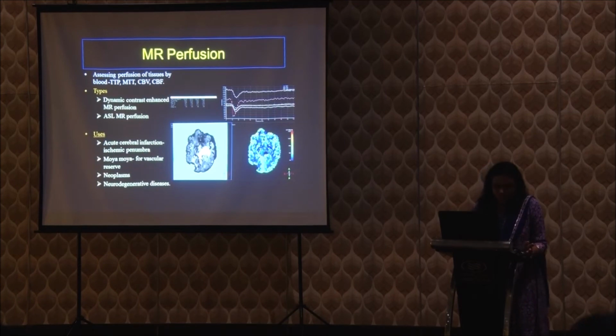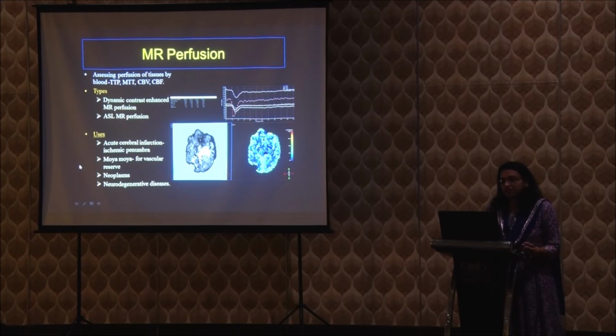So some specialized sequences also include MR perfusion. It is used for assessing perfusion of tissues, and a sequence is run either when contrast is injected or as a plain sequence, and various parameters are calculated. This is particularly important in cases of hyperacute infarct to determine the ischemic penumbra, and in cases of neoplasm to detect the grades or whether there is recurrence post radiotherapy, and also in some neurodegenerative diseases.